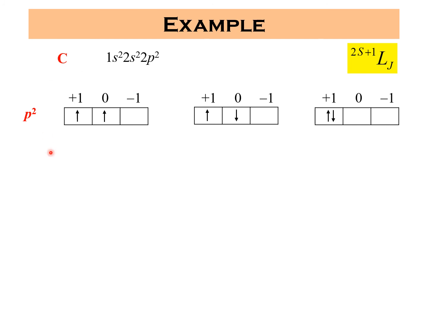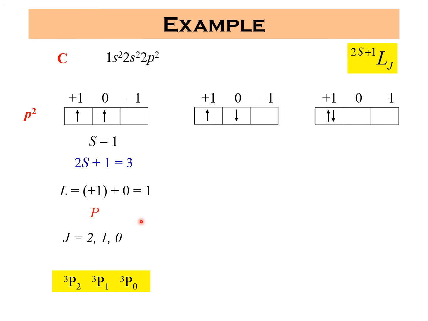Therefore, if we calculate the term symbol for this one, the total spin, because each is half, is 1, so the spin multiplicity is 3. Now orbital: this is plus 1 and this is 0, so the total is 1, therefore the state is P. Now the J value: L plus S down to L minus S. L plus S means 2, L minus S means 0, and there is another integer, 1, so 2, 1 and 0. So there are three possible energy states.